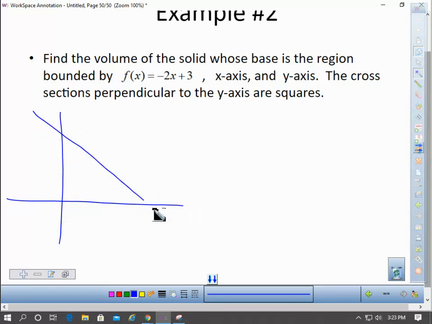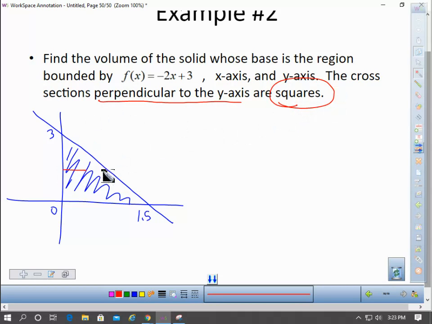So it's negative 2x plus 3 is our line again. We know this is 1.5, this is 0, up here's 3. So this is our base area. So I kept all that the same. Now this time, for problem 2, I want us to do the cross sections perpendicular to the y-axis. So now we want squares still, but I want to put them perpendicular this way, perpendicular to the y-axis. So now they're going to be this way.